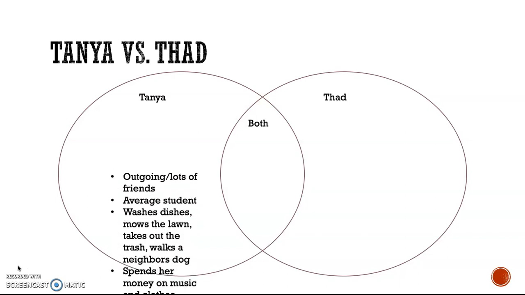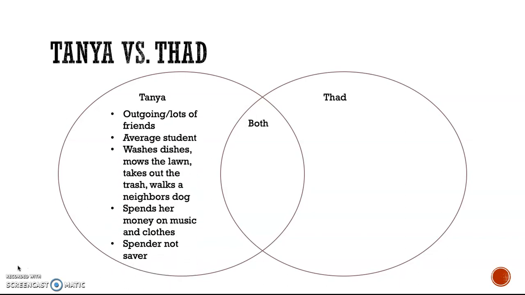All right, here are the differences or the unique things to Tanya that we came up with. She's outgoing, has lots of friends. She's an average student. She washes dishes, mows the lawn, takes out the trash, walks a neighbor's dog for her jobs. She spends her money on music and clothes, and she's a spender, not a saver.